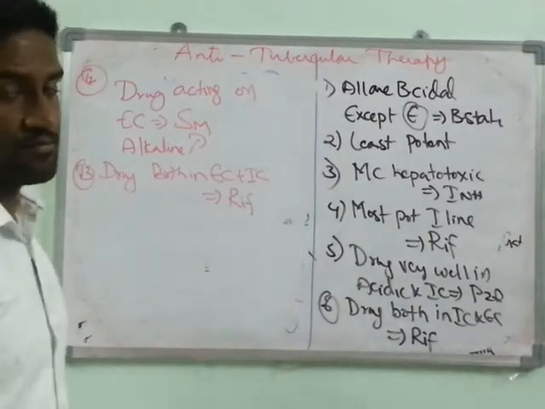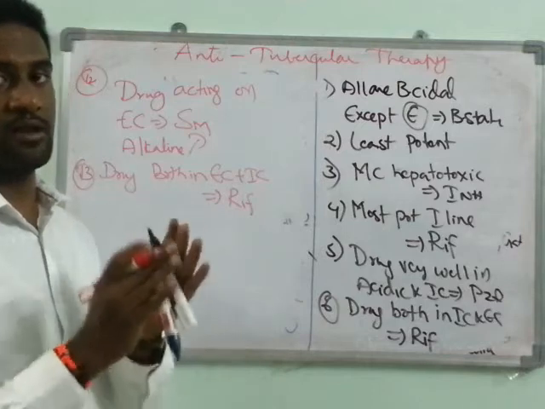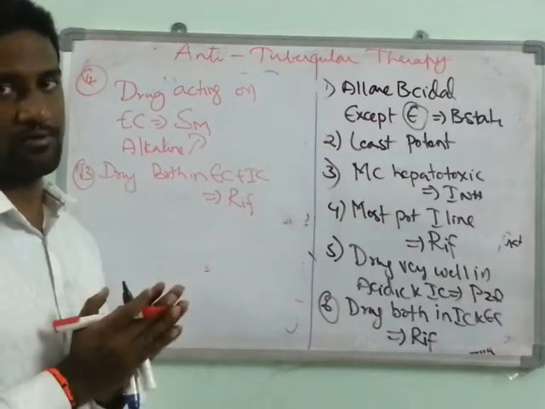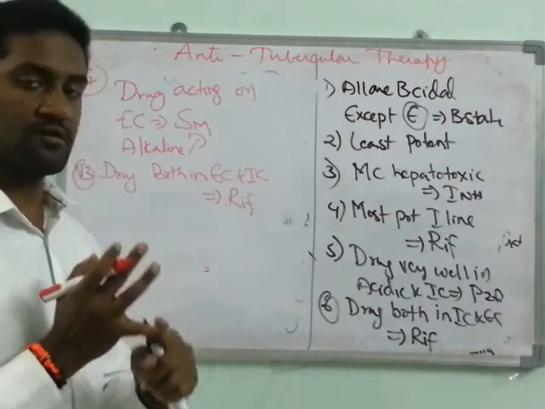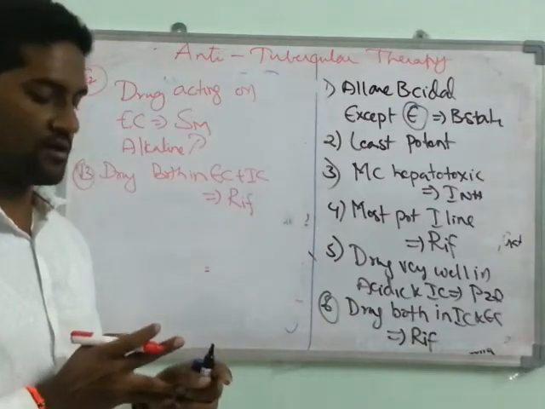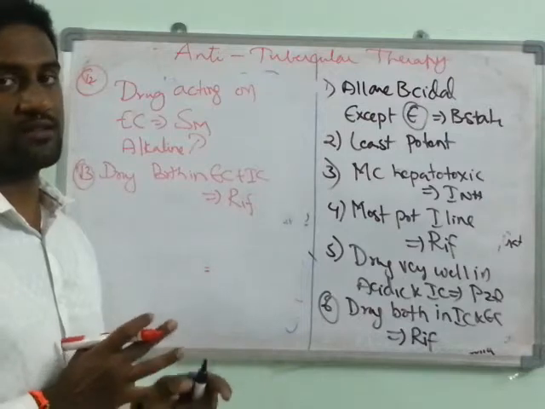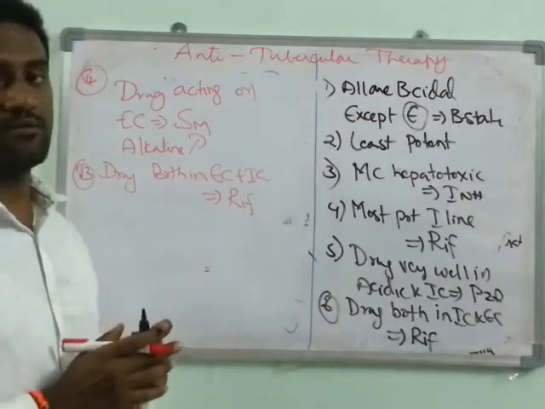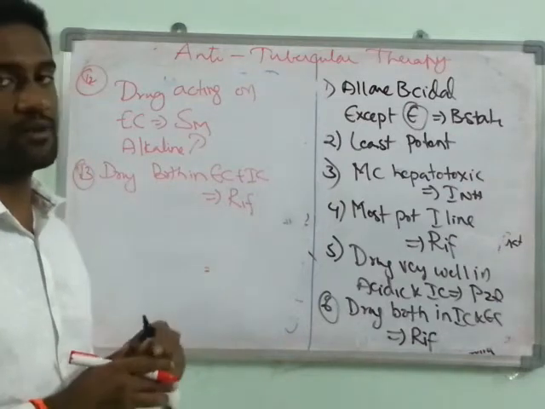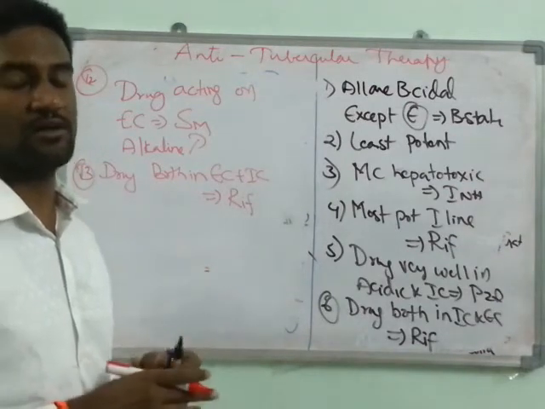Important thing to remember is pyrazinamide acts very well on intracellular acidic environment, whereas rifampicin will act on intracellular organism and extracellular organism. Rifampicin can act in acidic environment and it can also act in alkaline environment. So that is why we consider rifampicin as the most potent first line drug.